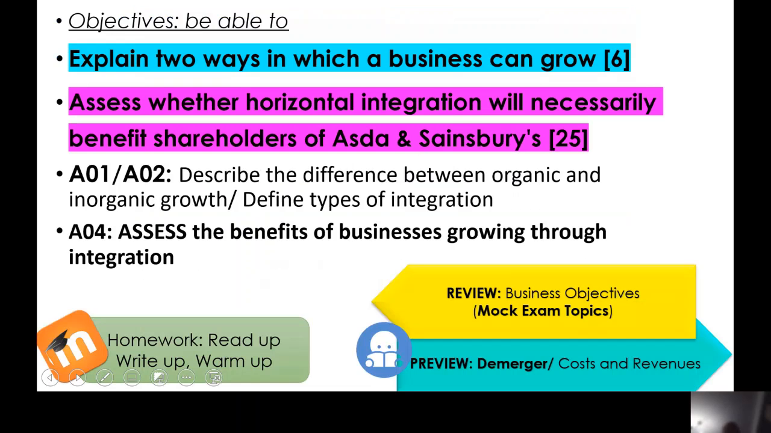Okay. So this is what we looked at to start with. I explained two ways in which a business can grow. We assessed whether horizontal integration will necessarily benefit shareholders. We could look at that in terms of the increase in profits. That would give us one side, and then we can also look at the negatives of the intervention of the Competition and Markets Authority, and also any of the other negatives of horizontal integration around diseconomies of scale due to inefficiency, so communication or coordination problems there.